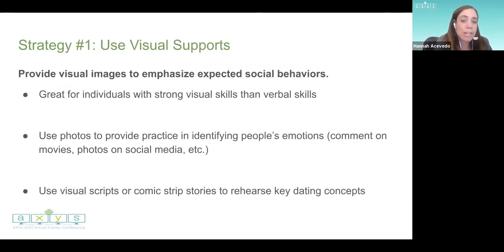One strategy that's really powerful, I think, especially for individuals that have stronger visual skills than listening or auditory processing skills, which is sometimes common in the X and Y chromosome variation population, is to use visual images to emphasize expected social behaviors. Sometimes it's easier to process that way and easier to demonstrate and remind the person about what's expected, and to help differentiate between expected and unexpected.